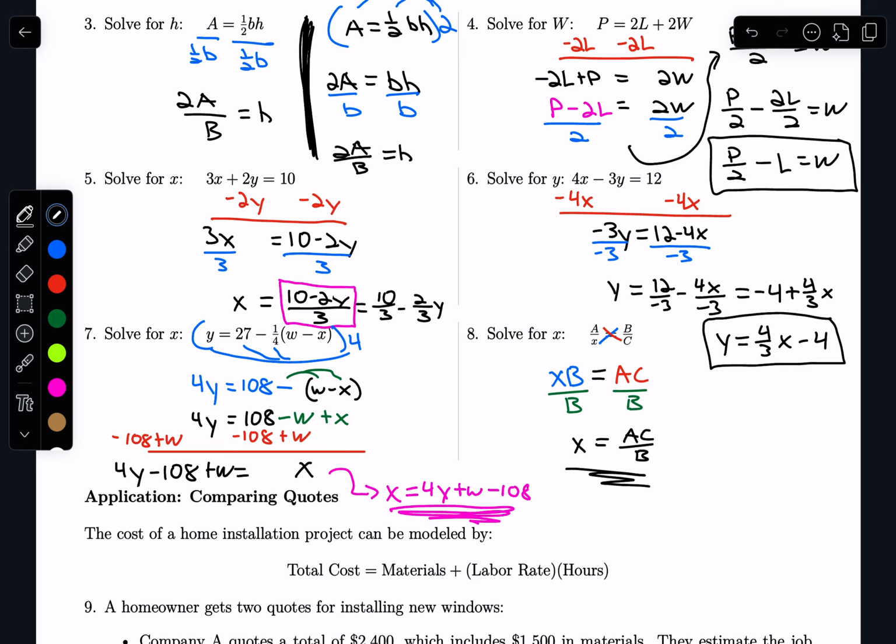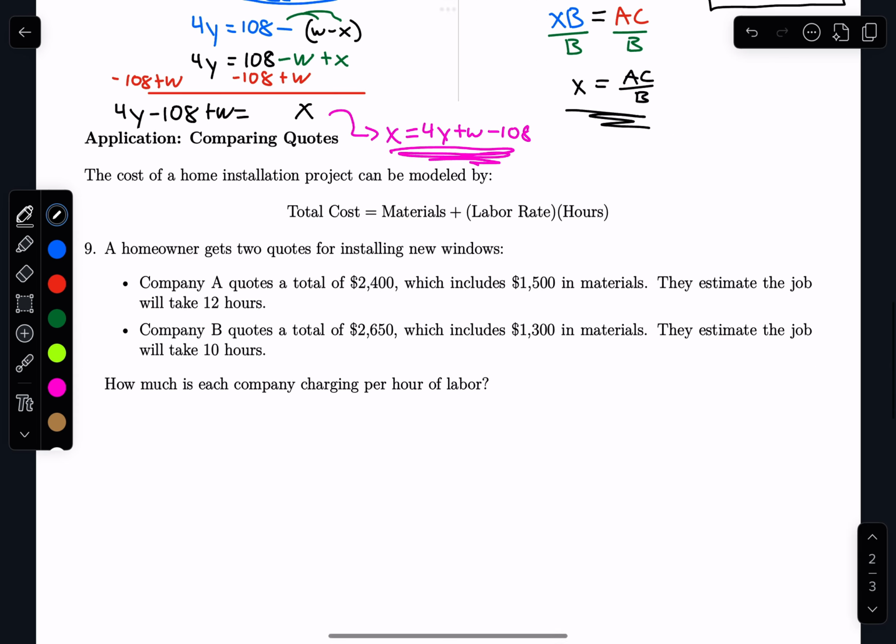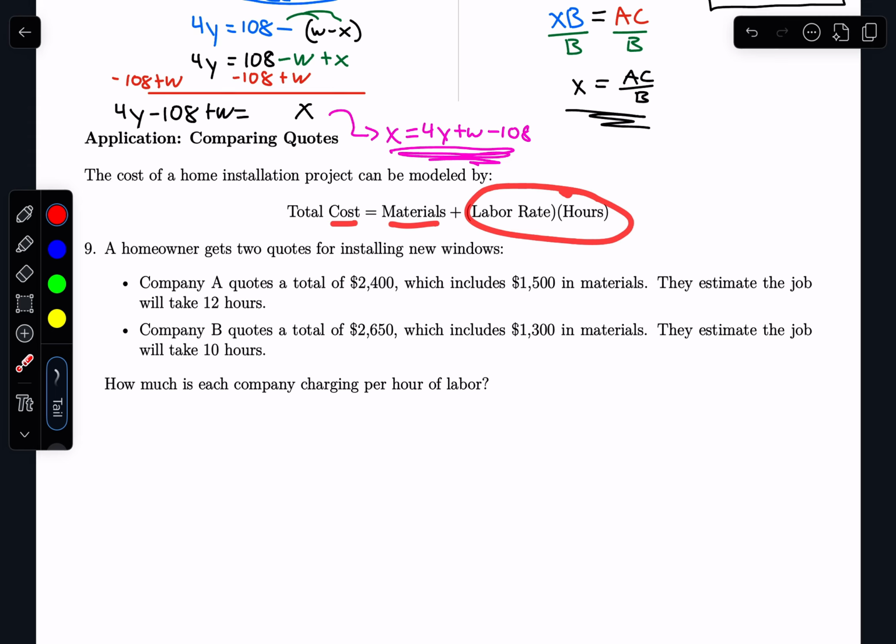So I actually wrote this problem after something that was happening to me, so very applicable. We have that the cost of a home installation project can be modeled by the total cost is equal to the materials plus the labor rate times the hours. So usually we would just say that cost equals materials plus labor. But when we say plus labor, really we mean the labor rate times the number of hours. Together, when you multiply that, that gives you the total cost of the labor.